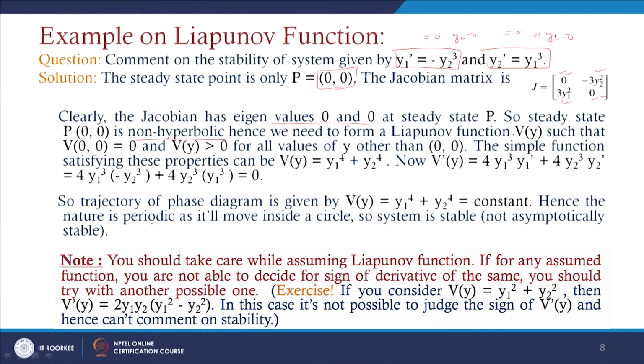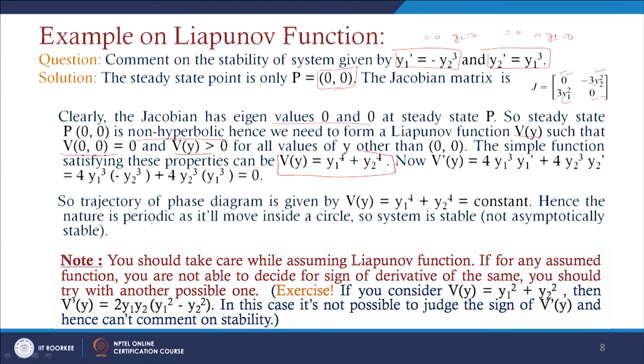So, if we formulate this function V(y) in such a fashion that V(0, 0) = 0 and V(y) > 0 for all values of y except (0, 0), then a simple function satisfying these properties can be written as V(y) = y1^4 + y2^4. This is a guessed method, since we do not know exactly how the behavior of this function will perform.